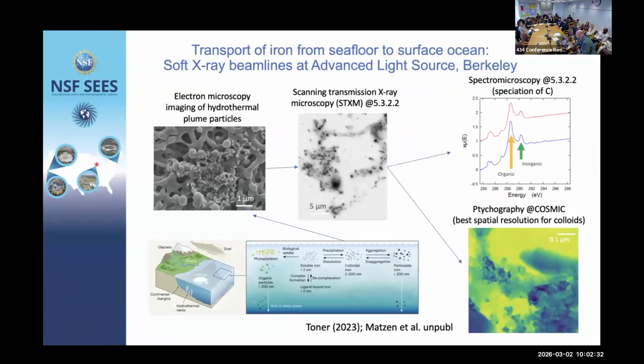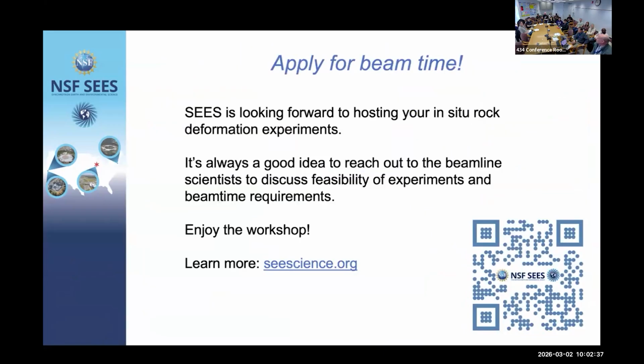I'll skip the last example because it's yet another microprobe example, and say, I hope you were not only encouraged by all the possibilities at SEAS, but that you're going to be encouraged by the rock mechanics possibilities you see this week. And I want to remind you once more, please, once you learn here and you get excited about this, apply for beam time. SEAS has invested in these end stations because we want people to use them. And that means requesting beam time. Enjoy the workshop.